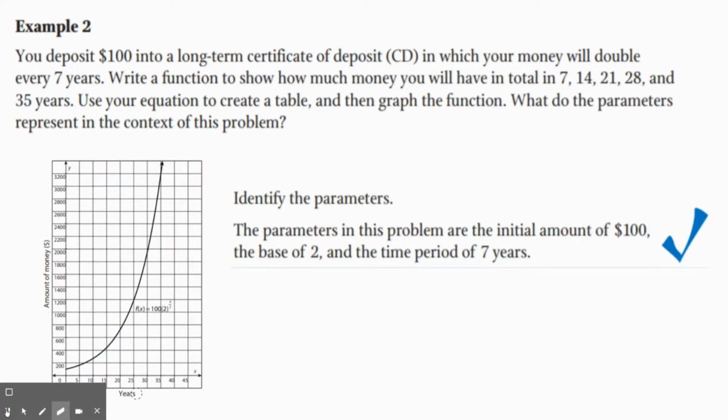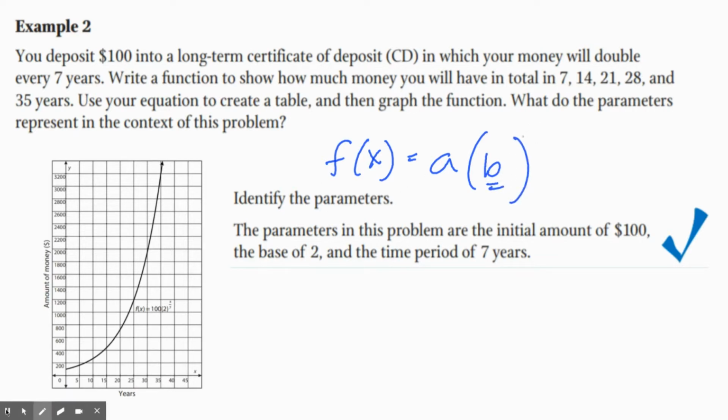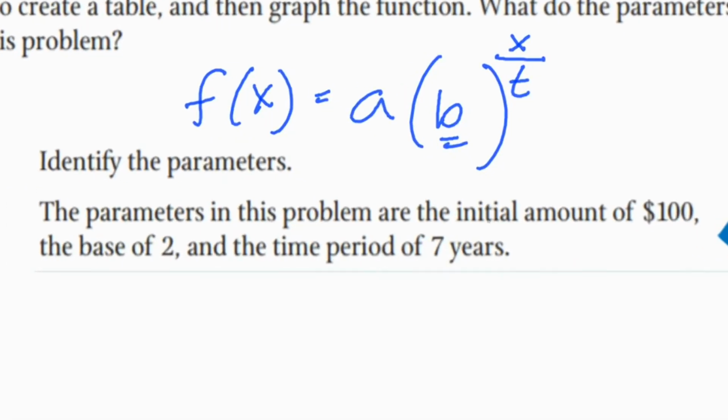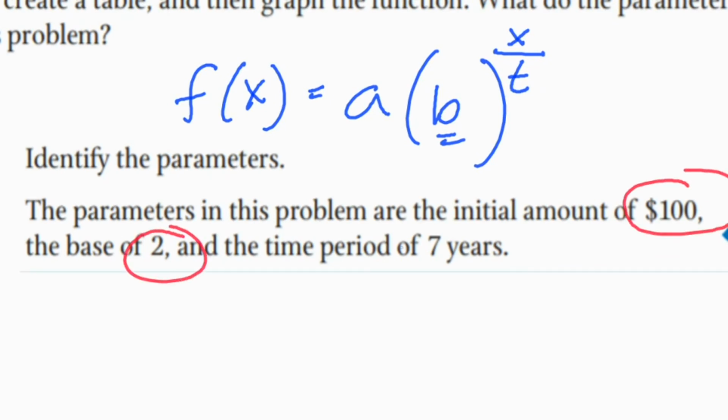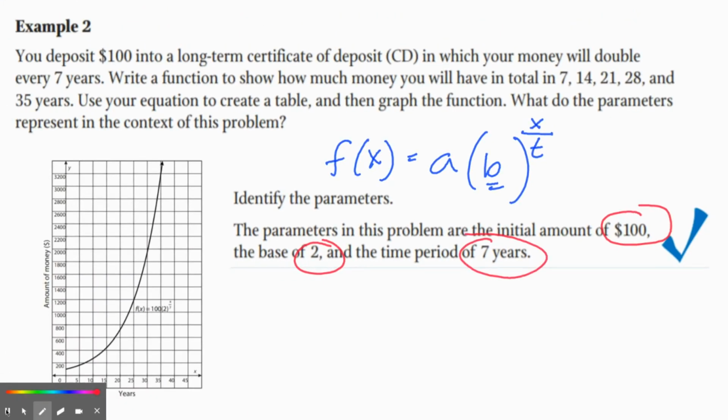So identify the parameters. So the parameters for an exponential function are going to be your starting point, which is the a, or your initial value. It's also going to be your base. And then, of course, if you're breaking it up over a period of time, remember, sometimes we have the variable and then some factor of t, some sort of time, like every 7 years. So that 7 years is also going to be a parameter. So the parameters are the 100, the base of 2, and then that split up time period every 7 years.